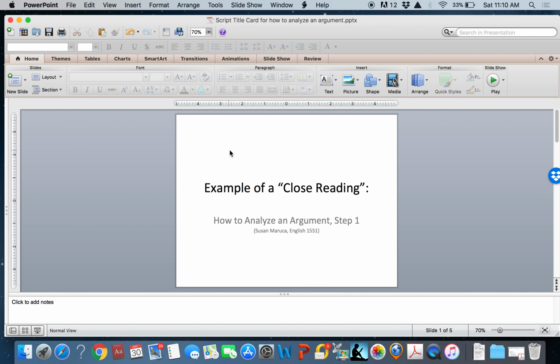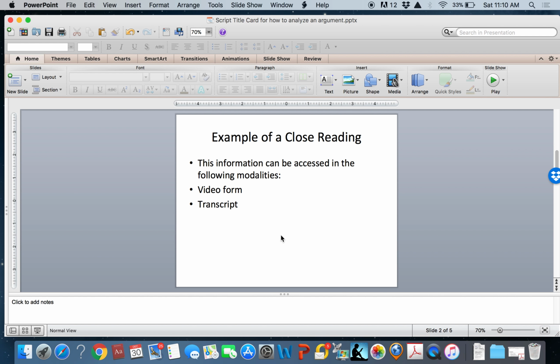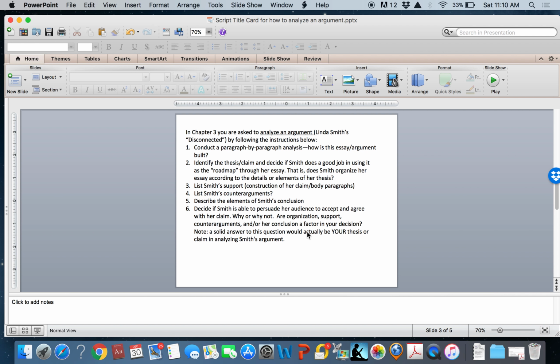Everybody, this is an example of a close reading, how to analyze an argument, step 1. You can access this example one of two ways, either through this video form or through a transcript, whatever is the most comfortable for you, both of which are available on Blackboard. Now, in Chapter 3, you are asked to analyze an argument, Linda Smith's Disconnected, by following the instructions below.